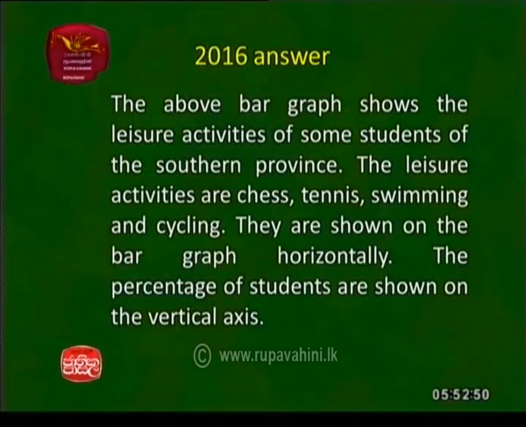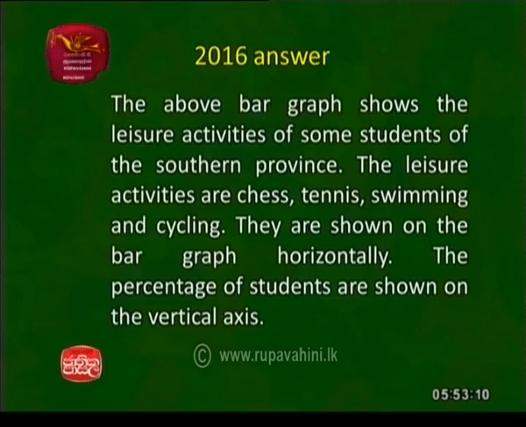Right. So the above bar graph shows the leisure activities of some students of the southern province. Now this is what is there in the question. The question says the following bar graph, but you have to change it to above bar graph, right? The leisure activities are chess, tennis, swimming and cycling. That is also given there. They are shown on the bar graph horizontally. They are the leisure activities. The percentage of students are shown on the vertical axis. So two sides have been described.